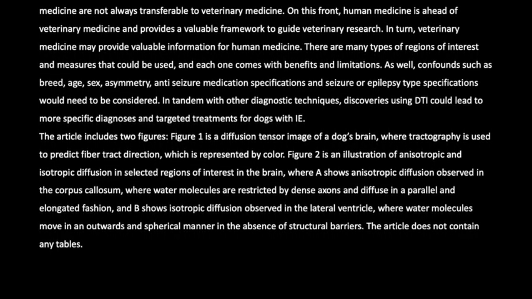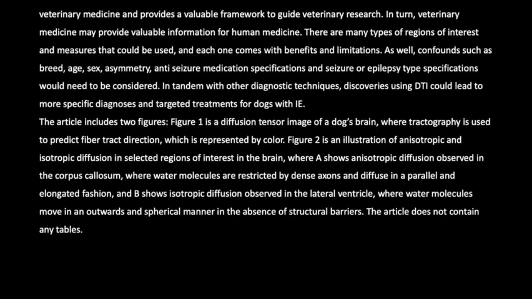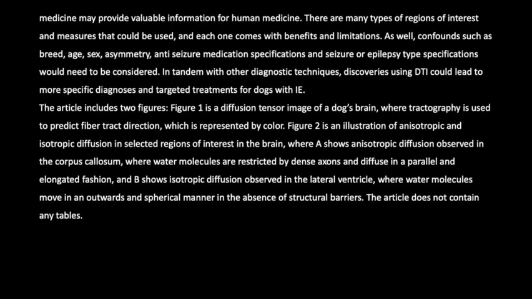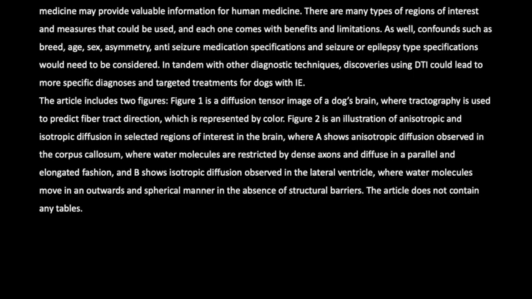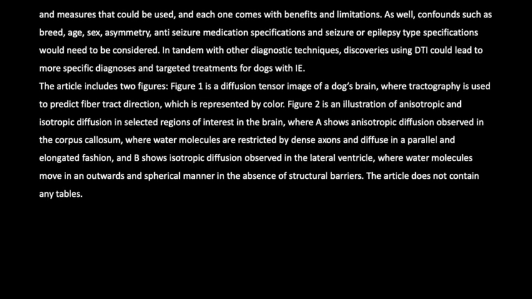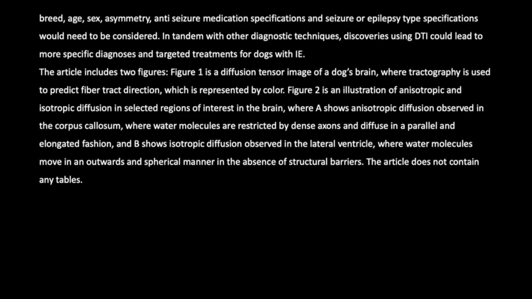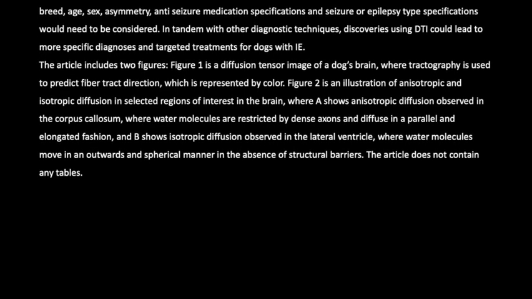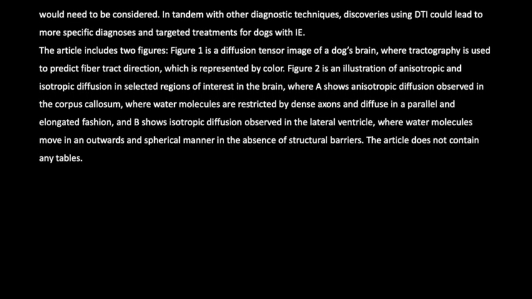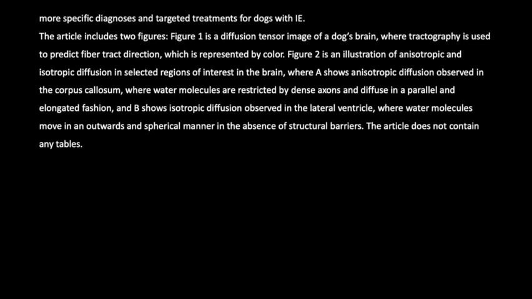Figure 1 is a diffusion tensor image of a dog's brain, where tractography is used to predict fiber tract direction, which is represented by color. Figure 2 is an illustration of anisotropic and isotropic diffusion in selected regions of interest in the brain, where A shows anisotropic diffusion observed in the corpus callosum, where water molecules are restricted by dense axons and diffuse in a parallel and elongated fashion, and B shows isotropic diffusion observed in the lateral ventricle, where water molecules move in an outwards and spherical manner in the absence of structural barriers. The article does not contain any tables.